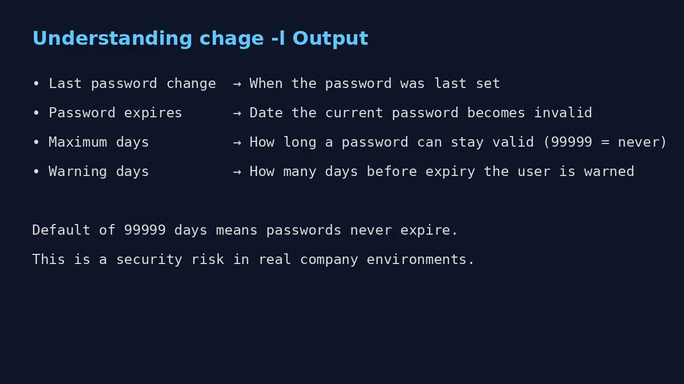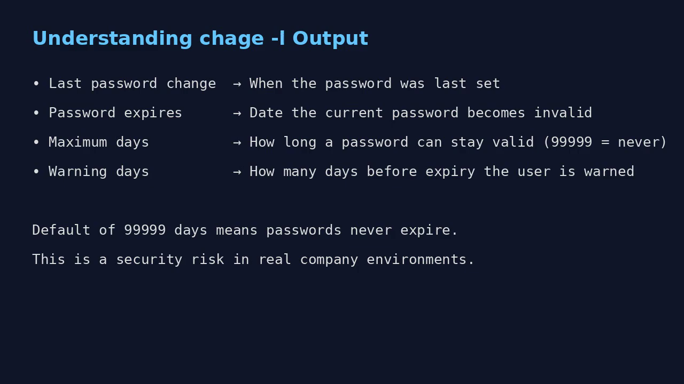Now let's configure Alice's password to expire after 60 days. Run chage -M 60 alice. Here, the -M option stands for maximum number of days a password remains valid. Setting it to 60 means the password will expire exactly 60 days after it was last changed.